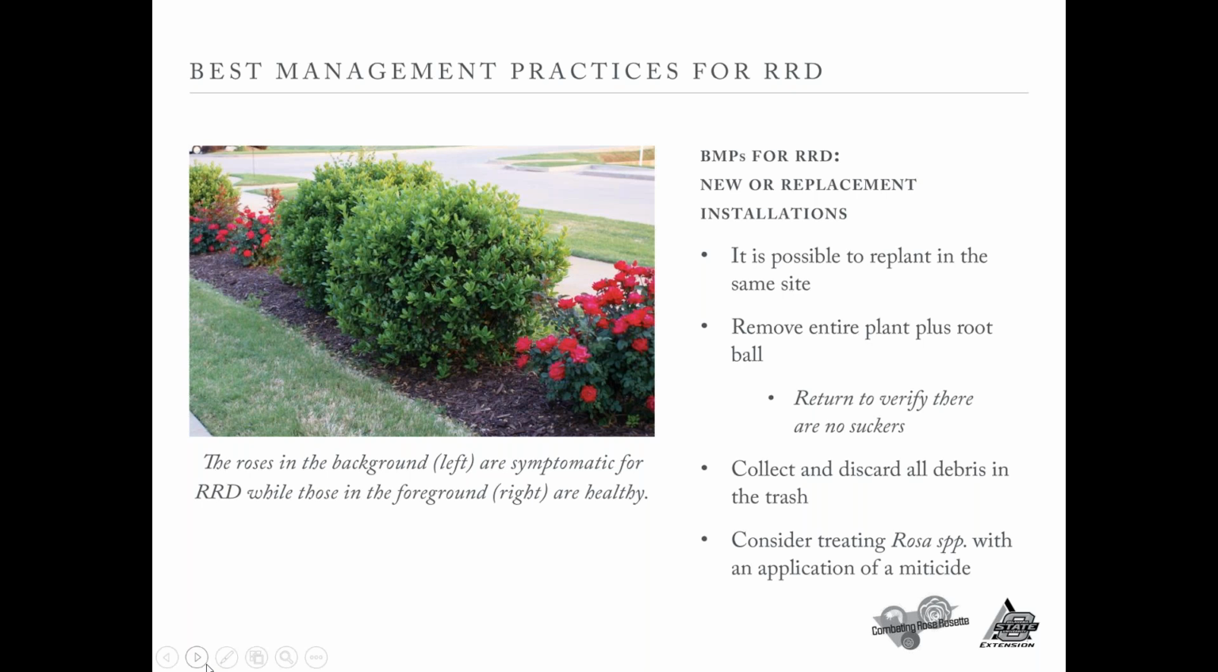The roses in the background on the left show symptoms of rose rosette, while those in the foreground are beautiful and healthy. So we could remove those plants in the background and replace them. Then it's a good idea to treat the roses on the property with an application of a miticide, so that if we did disturb any mites, we will take care of them before they have the opportunity to spread the disease.